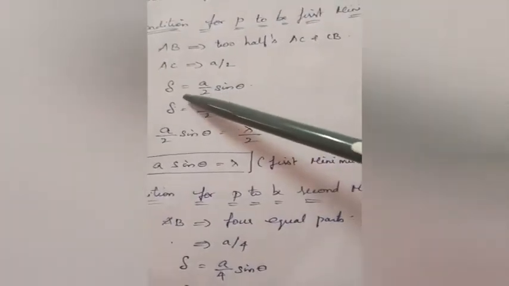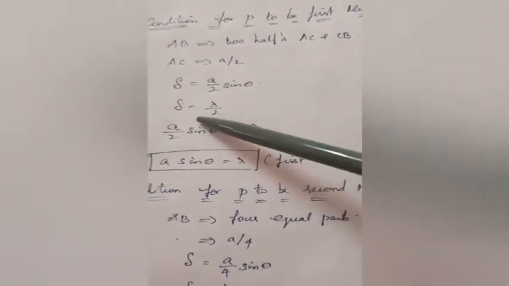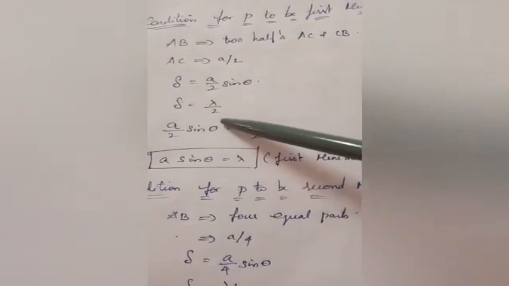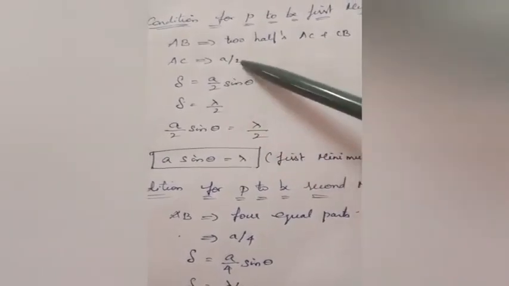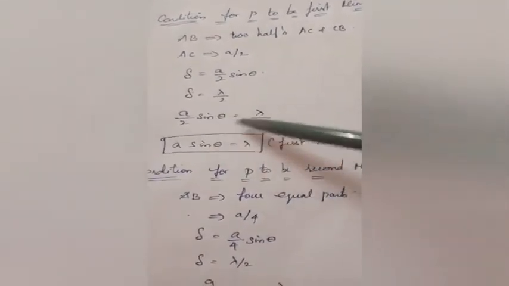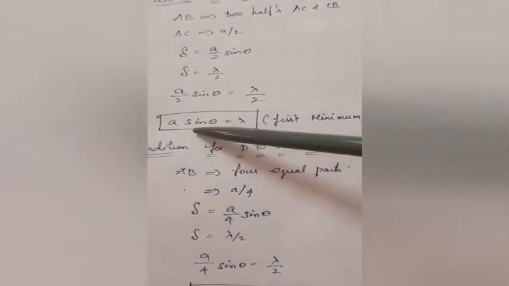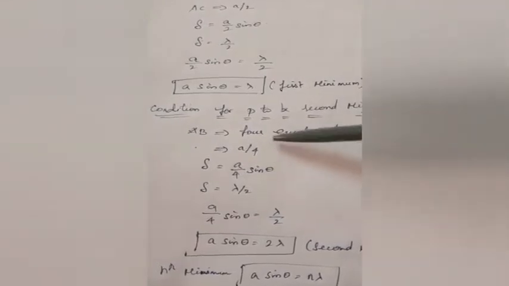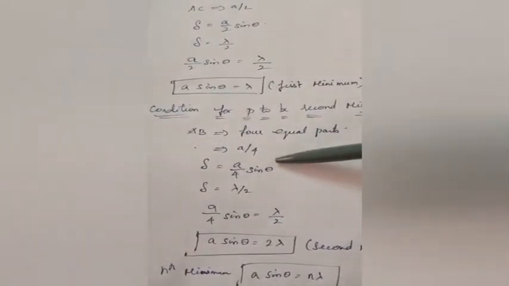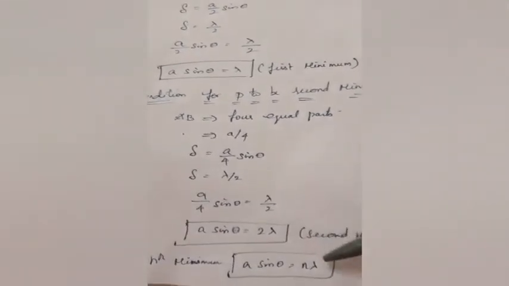So the path difference is delta equal to a by 2 sine theta. The general path difference is lambda, but here we consider the half distance, so lambda by 2. Equating, a by 2 sine theta is equal to lambda by 2. So the first minimum is a sine theta equal to lambda. Similarly, the second condition: suppose we divide AB into four equal parts, then we get a sine theta equal to 2 lambda.